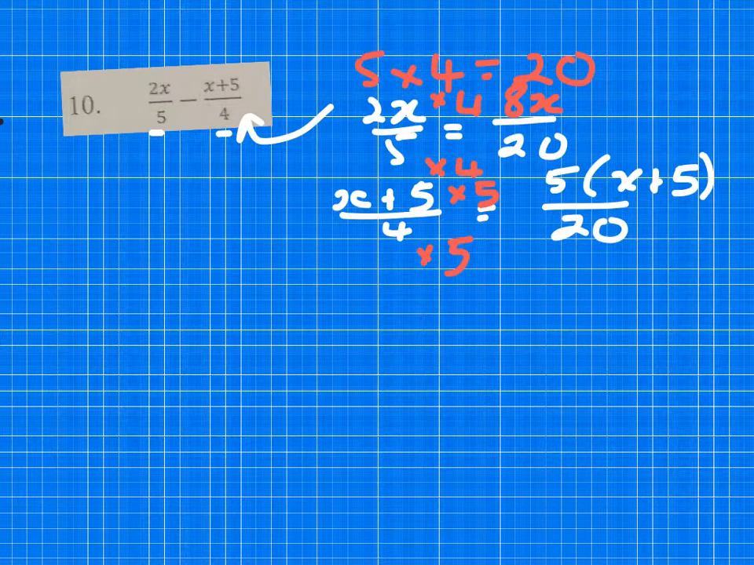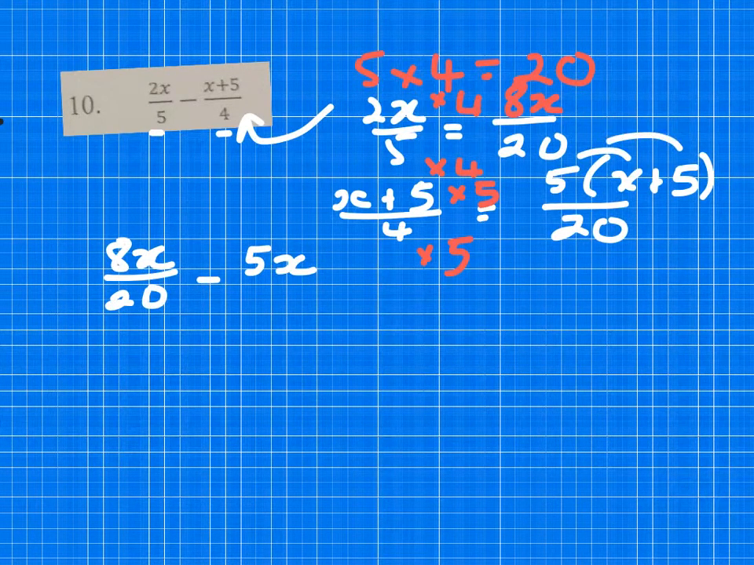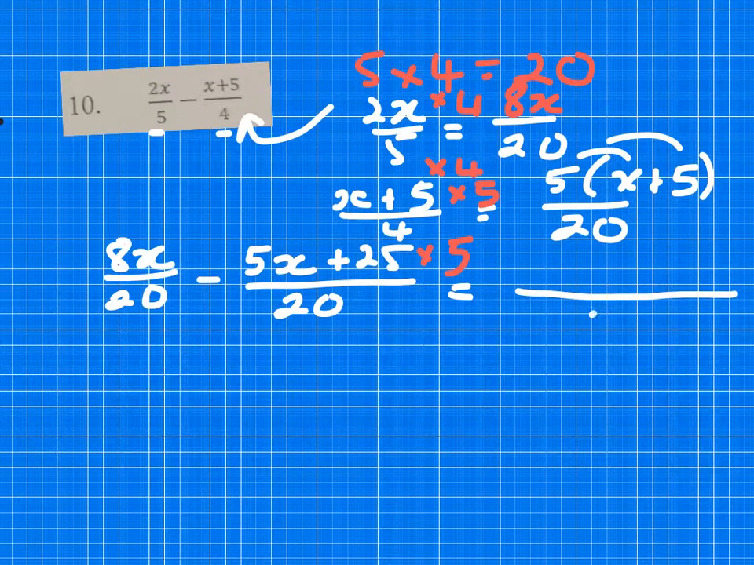Let's now rewrite the problem with the equivalent fractions. So 2x over 5 was equivalent to 8x over 20, and we take off (x + 5) over 4, which was equivalent to, we may as well expand it out now, 5 times x is 5x, 5 times 5 is 25 over 20. We can now finally simplify by combining that fraction because they are all 20ths.